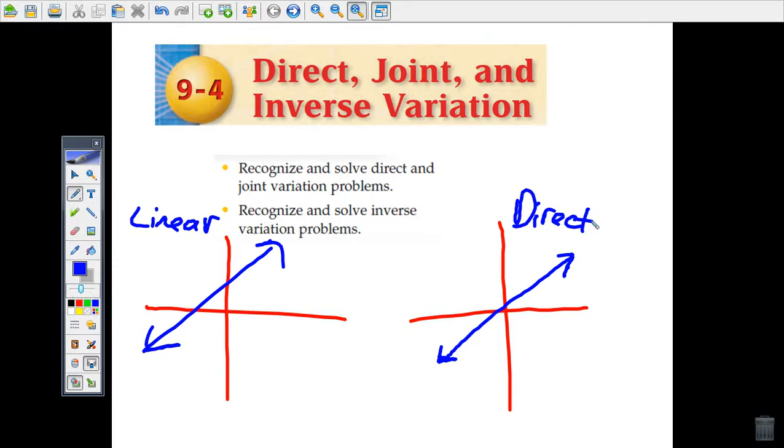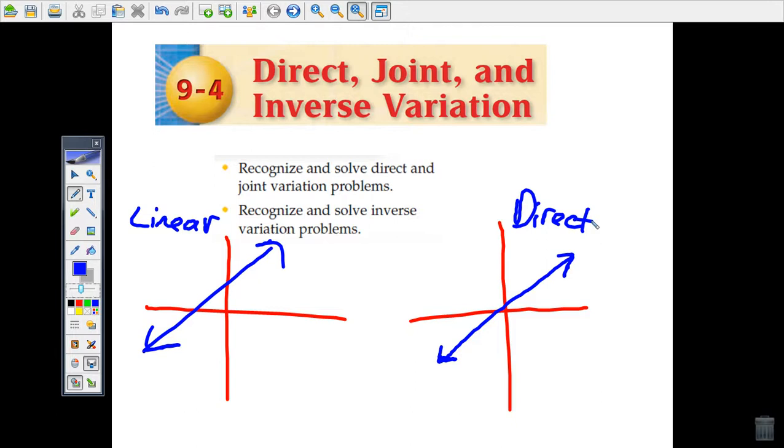When the y-intercept is 0 and the slope is 1, we actually call that a special kind of direct variation function. That's called the identity function. This linear function y equals x is called the identity function. So the difference between linear functions and direct functions is a direct function is a special kind of linear function whose y-intercept is always 0. That's direct variation.